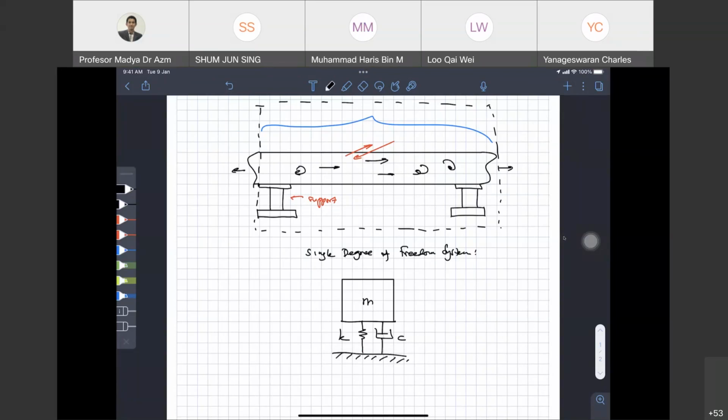So the mass should be mass of pipe plus mass of liquid inside the pipe, or effective mass we can say, because the mass is always moving. The effective mass of the fluid. Okay, what is the stiffness?